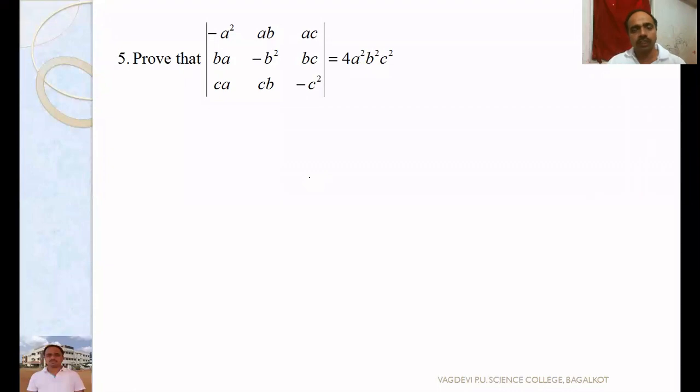Prove that, this is very interesting and it's very important for exam. Prove that the determinant of, look at the left hand side, and the answer has to be 4a square b square c square. I'll write the left hand side. Please observe.